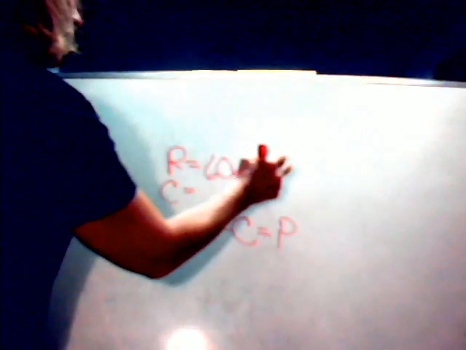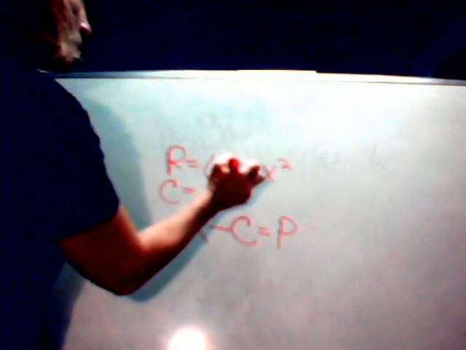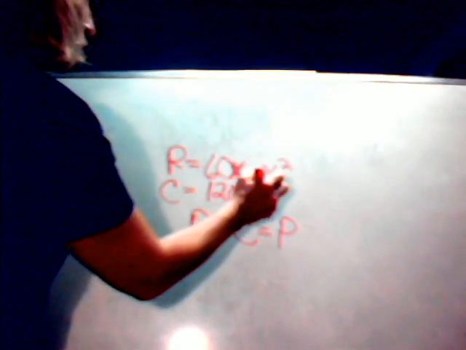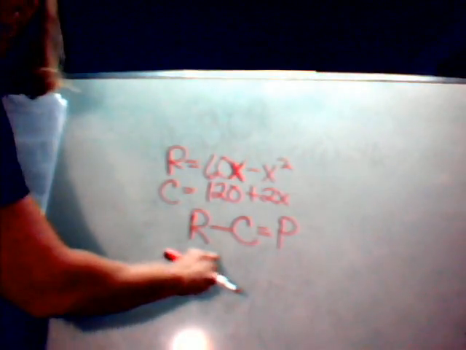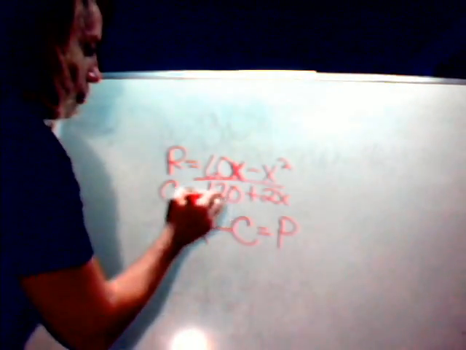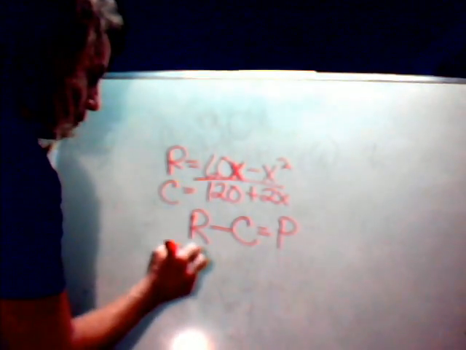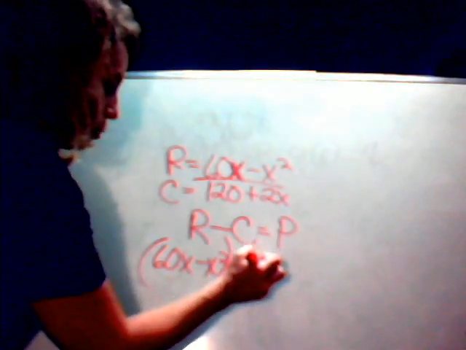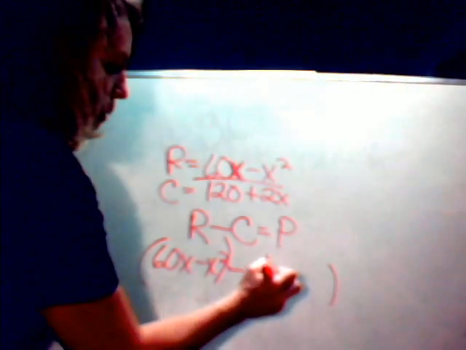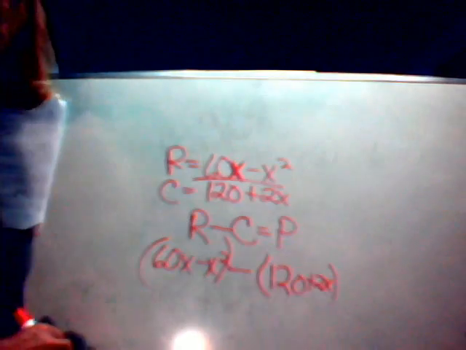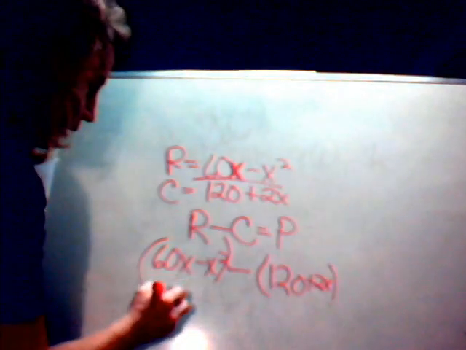Our revenue is 60x minus x squared, and yes, that is an x. And our cost is 120 plus 2x. Now we're going to use our function operation to figure out our profit. So we're going to take our revenue minus the cost, revenue minus, and remember that's a binomial and we're subtracting a binomial, so put parentheses around that one, 120 plus 2x.